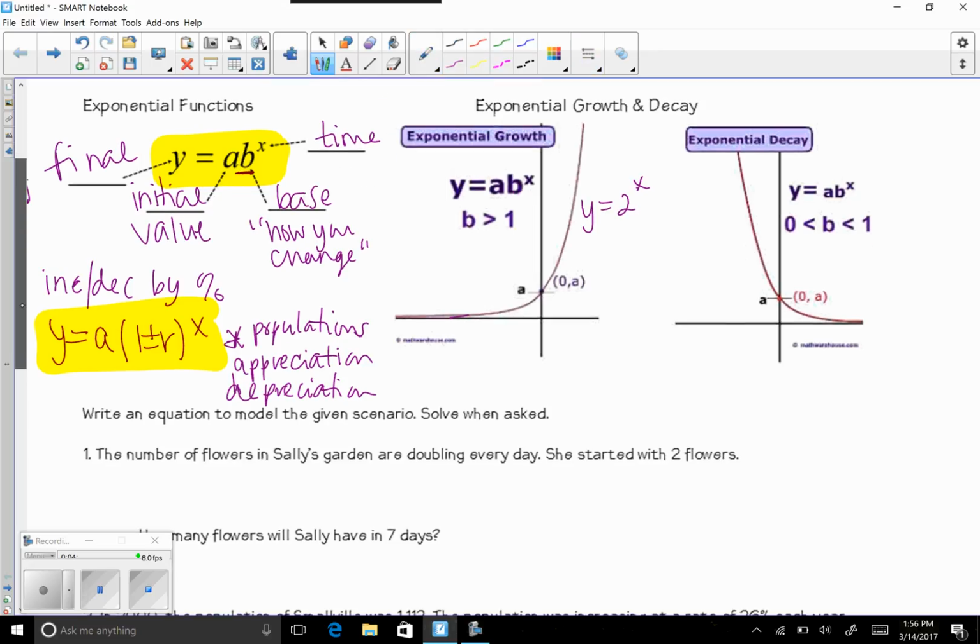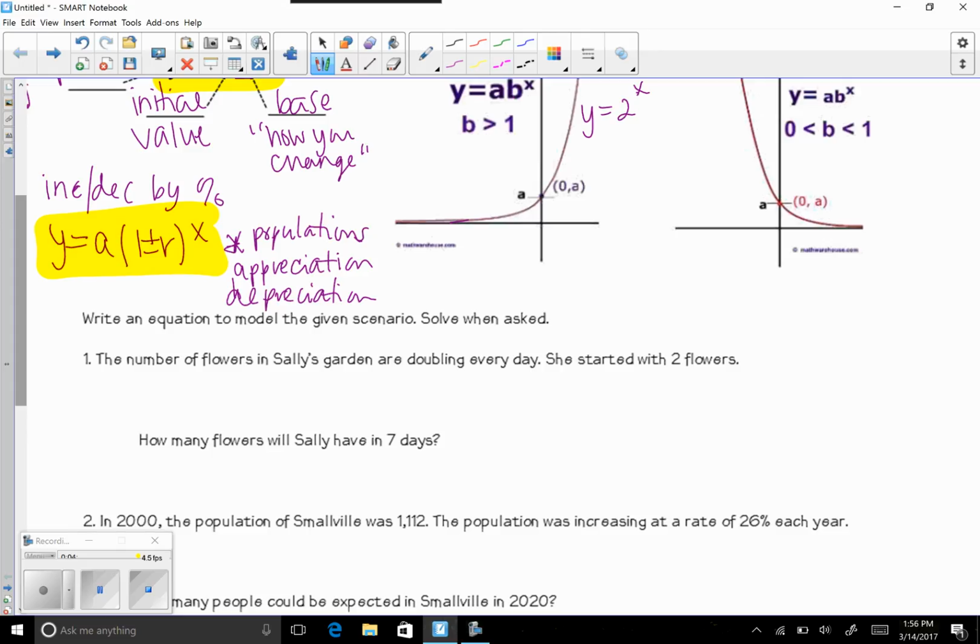So coming down here, we're just going to start writing some equations and solving them, okay? The number of flowers in Sally's garden are doubling every day. She started with 2 flowers. So there are keywords, I underlined them: doubling and started with 2. If we were to write the equation, f of x equals, she started with 2 and she doubles. So we would have 2, because she started with 2 flowers, and every day that is going to double, or multiply by 2.